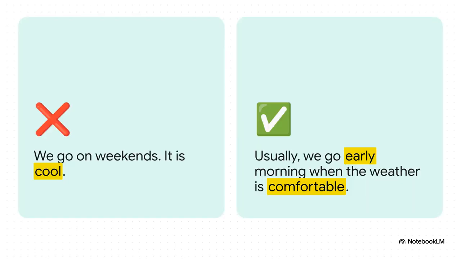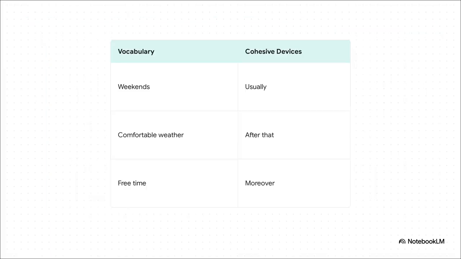Let's see how this actually builds a much stronger response for our second bullet point, which is when you normally do the activity. A basic, kind of boring response might be, we go on weekends. It is cool. I mean, sure, it answers the prompt, but it's really choppy. Now listen to this enhanced version. Usually we go early in the morning when the weather is cool and comfortable. See the difference? It's fluid, it's descriptive, and it instantly sounds way more fluent. When explaining exactly when you do this activity, arm yourself with this specific vocabulary.